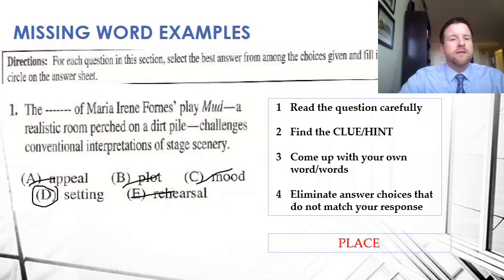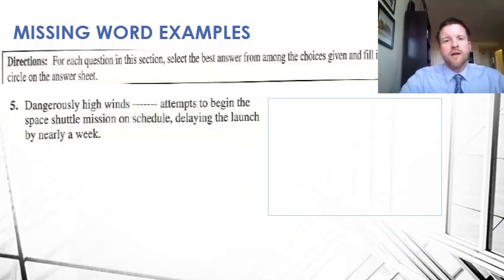Let's just check: the setting of Maria Irene Fornes' play Mud, a realistic room perched on a dirt pile, challenges conventional interpretations of stage scenery. So there you see our strategy in action, and we can see that it's fairly quick and it helps us get to the right answer pretty quickly.